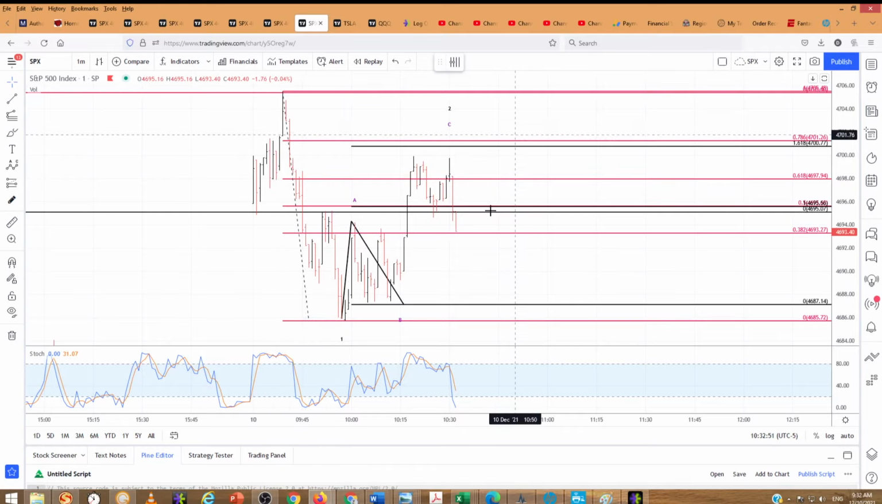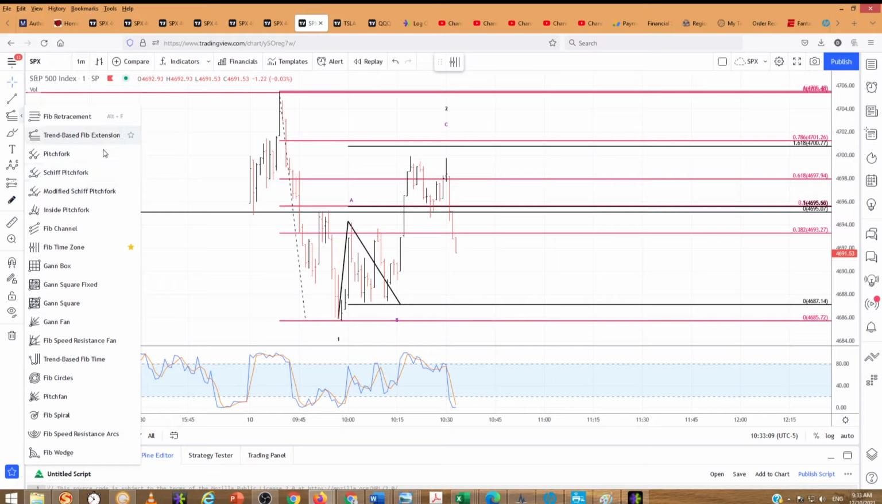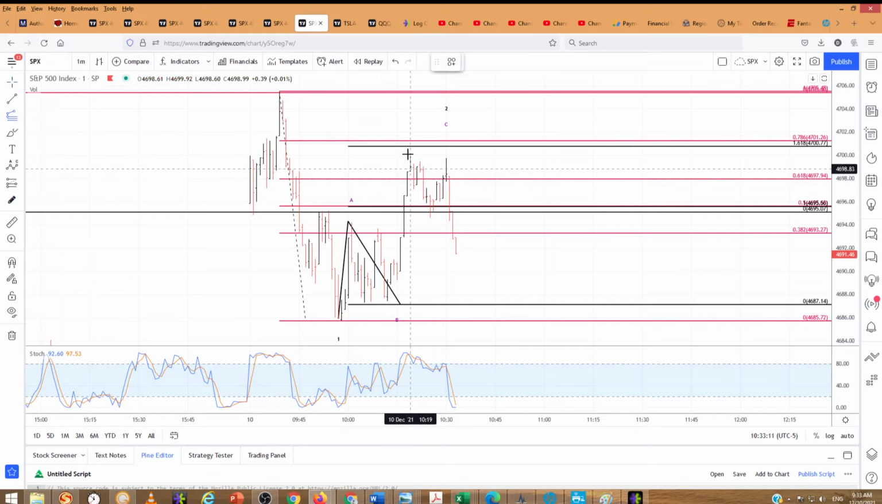If it goes up above there, we should see A, B, C at a minimum. A 5 down, 3 up, 5 down. It's coming. It's coming. We're at 46.92. All right, since this went lower, let's look at this third wave, or C wave, and see what we're looking at here.